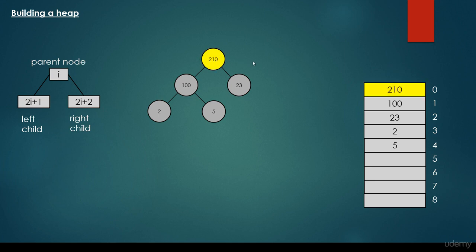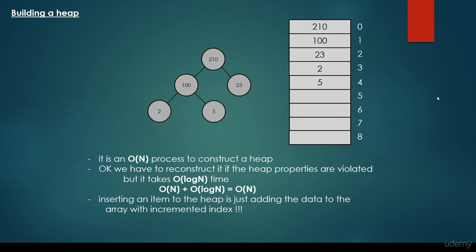So for example, for 210 at index 0, the left child is going to be index 1 and the right child is going to be index 2. Okay, this is exactly what we are after. What about the 100? It has the index 1, so the left child will have the index 3, the right child will have the index 4, so 2 and 5. Yeah, this is exactly what we are looking for. So this is how we are able to manipulate the heap tree-like structure via a one-dimensional array of integers, for example.